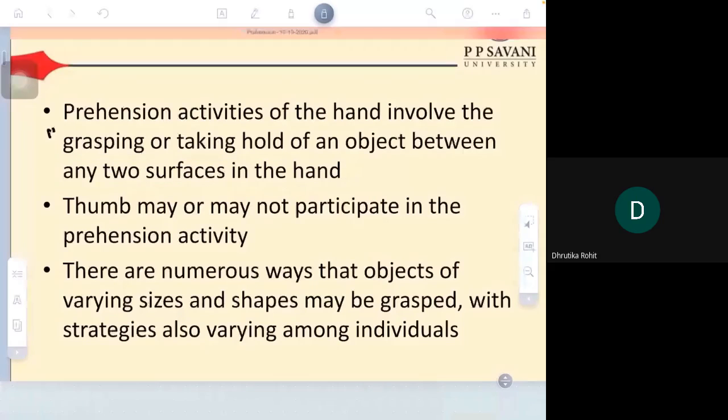The thumb may be involved or it may not be involved in prehension activities. There are numerous ways of carrying objects of various size and shape. Clear? All the objects are not of the same size and shape. Different objects have different shapes and sizes. So prehension varies.